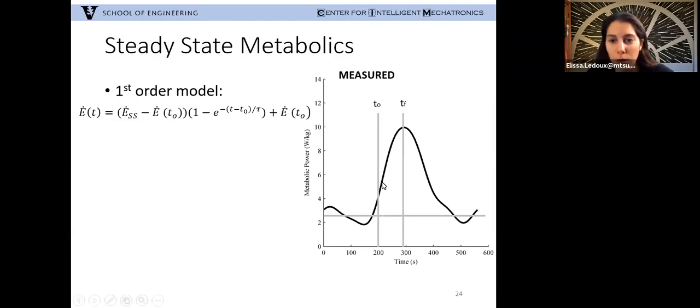So over here, you can see their metabolic power. Basically, they started breathing easy at the beginning, and then they were really panting by the time they got to the top. So I just had to come up with a way to analyze this.